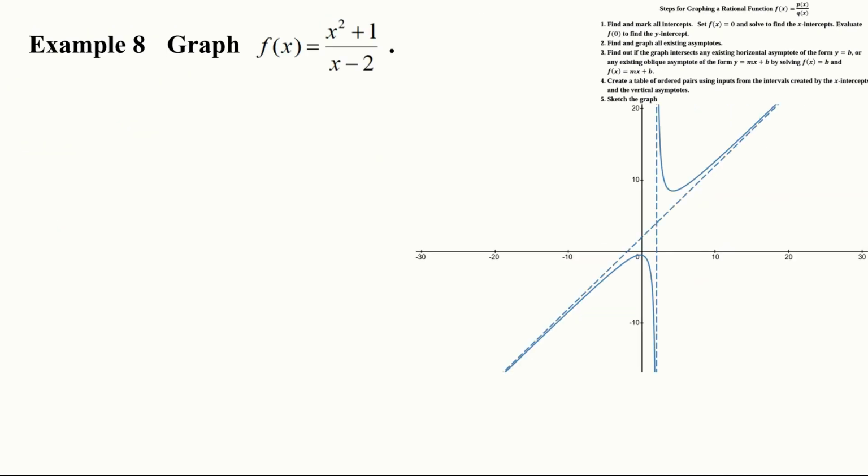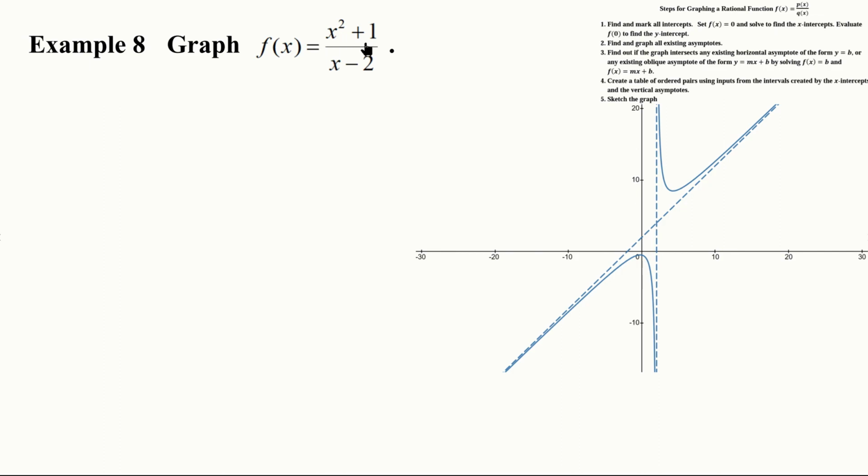This next problem is going to be a little interesting because our usual steps aren't going to generate too many points. So we're going to have to really use our understanding of asymptotes to graph this one. Let's go ahead and try the steps anyway. We're going to try to find the intercepts.